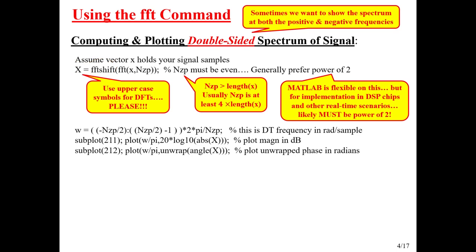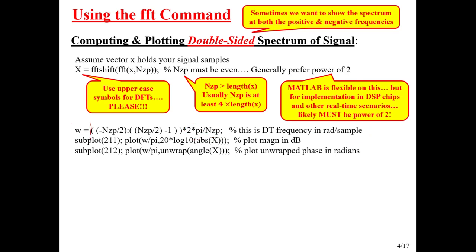So I need the right number of elements in W. I need it to start at minus pi, and I need the spacing to be the correct spacing, which in terms of radians per sample, the spacing between DFT points is 2 pi divided by NZP. That's just taking the minus pi to pi range and slicing it up into NZP points. So that's where that comes from.